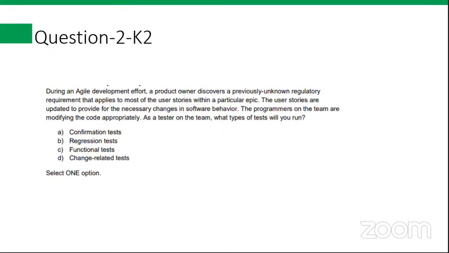So apart from this, you have one more option. So let's just discuss why this is not coming into picture. So option C is functional test. But if you read the question once again, you can see that a product owner discovers a previously unknown regulatory requirement that applies to most of the user stories. So it's just an unknown requirement. It's not saying if it's a functional requirement or a non-functional requirement. So basically you have two types of testing, that is functional and non-functional. But here the question is mentioning that it's something unknown, then definitely you cannot say that you are going to do functional test. So that's how this option C is getting ruled out.